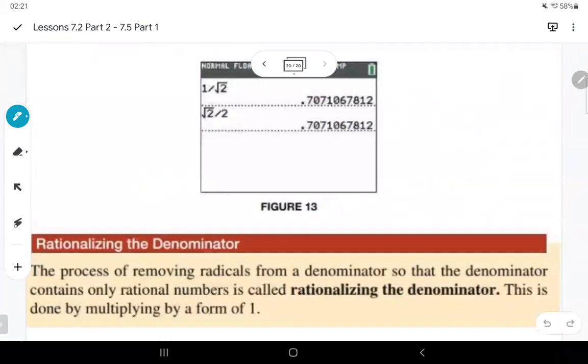Okay, so rationalizing the denominator: the process of removing radicals from a denominator so that the denominator contains only rational numbers is called rationalizing the denominator. This is done by multiplying by a form of 1. So what you can see here is that they showed, okay, if we have 1 divided by the square root of 2, we have this decimal. If we do the square root of 2 over 2, we have the same decimal. Someone decided at some point that we should not have radicals on the bottom of the fraction, and that's fine. So this is just the process that we have to do to make sure that we can do that.